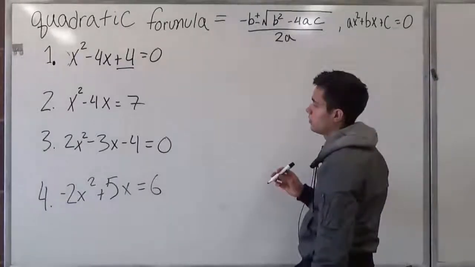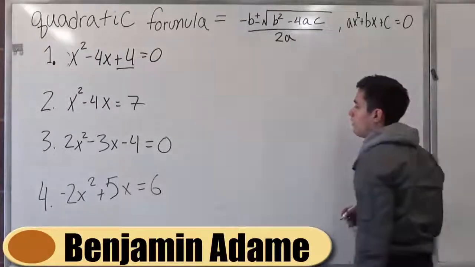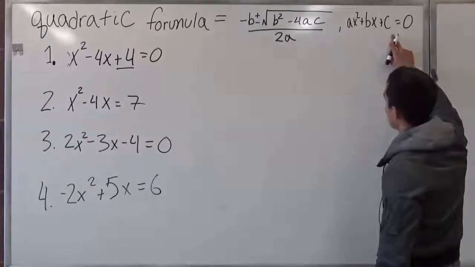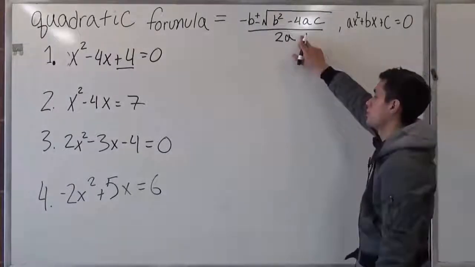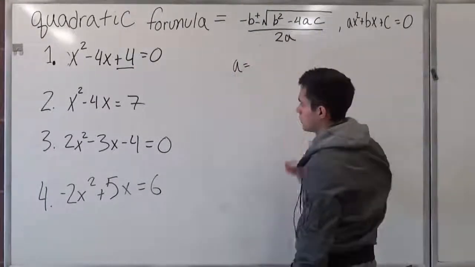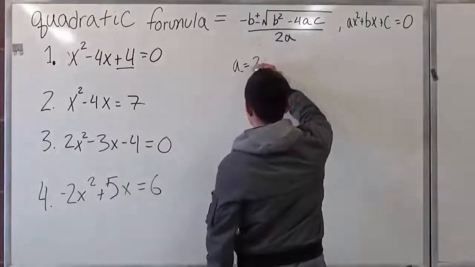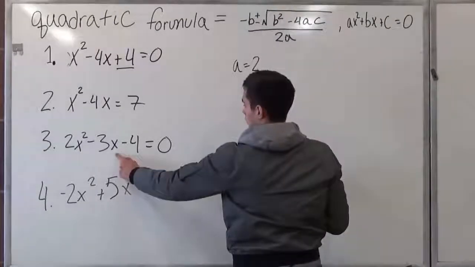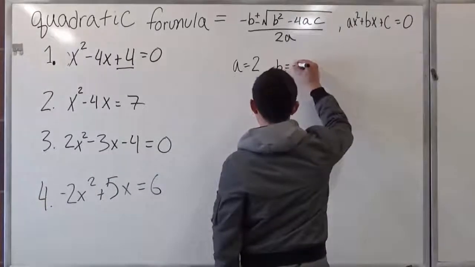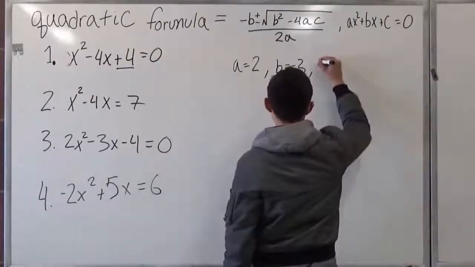2x squared minus 3x minus 4 equals 0. So off the bat, we already know what we have to do. We have to know their leading coefficients so that they're plugged back into the quadratic formula. So I already know that A is equal to 2 because the number next to x squared is 2. B is equal to negative 3 because the number next to x is negative 3. And C is equal to negative 4 because it's just the constant.